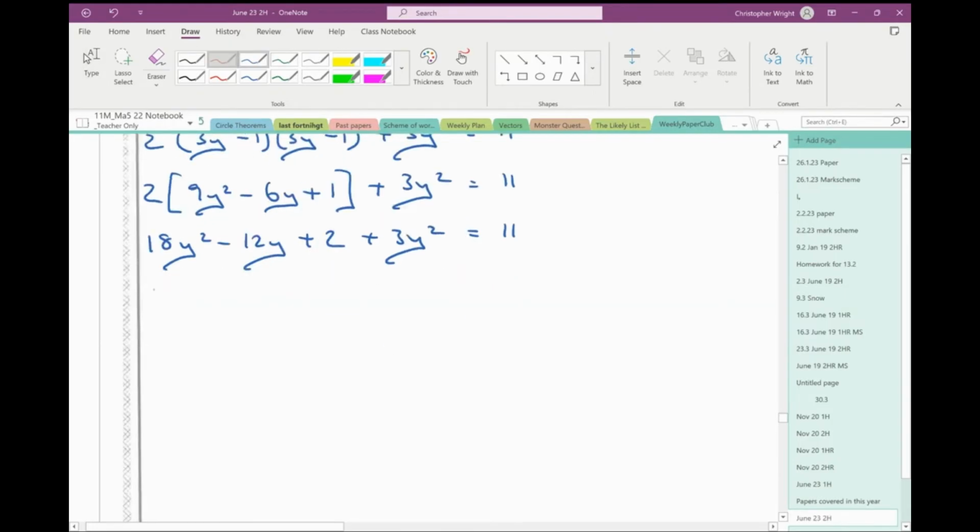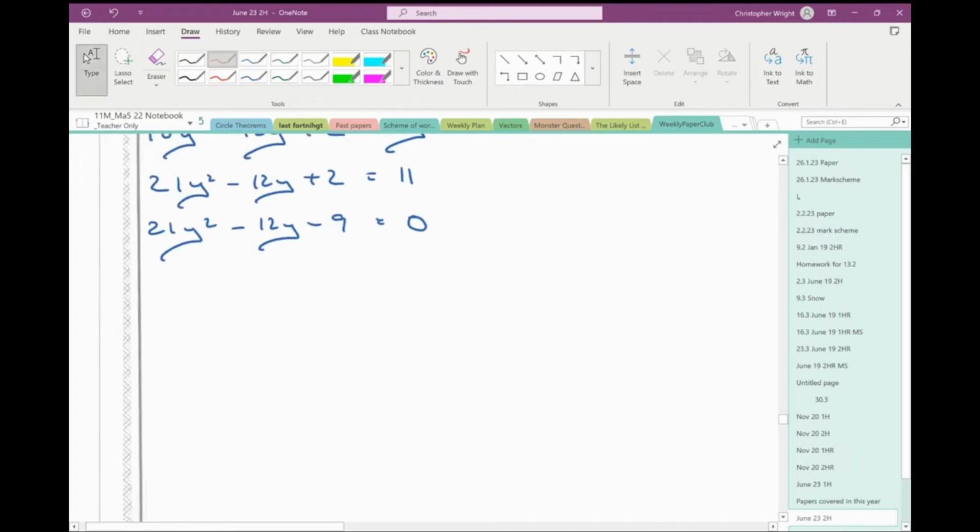Let's tidy this up. 21y squared minus 12y plus 2 equals 11. Let's minus 11 from both sides. 21y squared minus 12y minus 9 equals 0. So I've set it equals 0. Now I'm going to factorize. I'm going to take 3 out to start with. It gives me 3 lots of 7y squared minus 4y minus 3 equals 0.